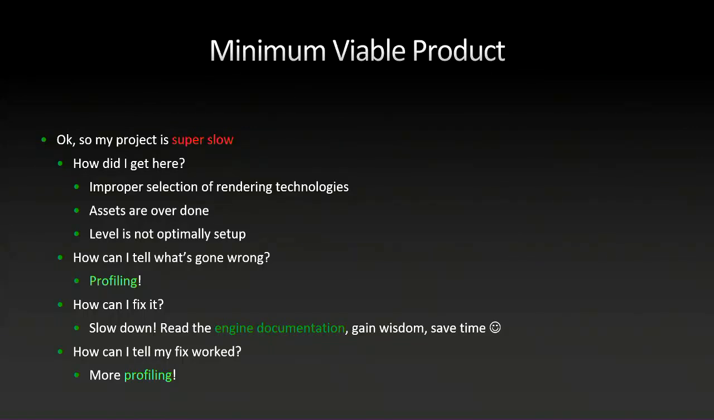So slow down. Read a little bit of engine documentation, because it's there so that you can gain wisdom, and in the end you actually end up saving time. Because you're not just fiddling with settings for 2, 3, 4 hours and going, what's wrong with my project? Read the docs. Because usually it'll say, oh, don't use this. If you use this, it's probably going to mess up. It's going to go super slow. And they're all out there. Go to the Unreal Engine documentation online.